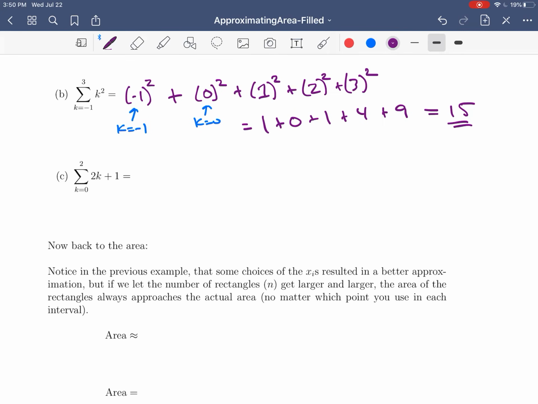Okay, one more. So here I start at k equals 0. My formula looks like 2k plus 1. So when k equals 0, I'm going to have 2 times 0 plus 1. And then I'm going to add, when k equals 1, I have 2 times 1 plus 1. And then when k equals 2, I have 2 times 2 plus 1.